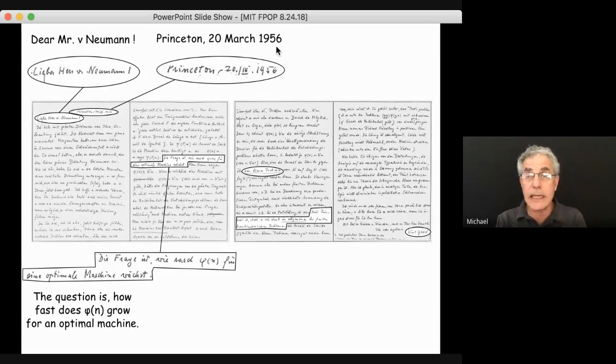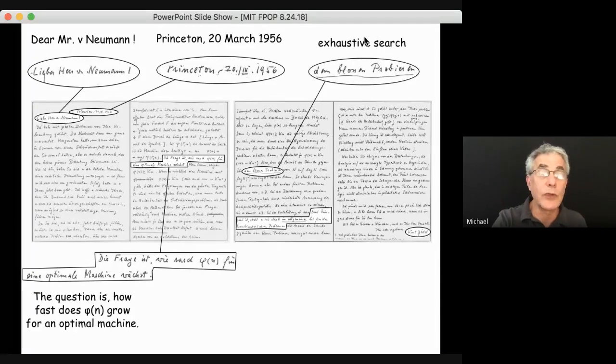But that gets you to a brute force search because the number of such proofs of a certain length, though finite, is very large. And so it would take you a vast amount of time to go through them. And Gödel is asking, how long would it take a computer to go through all proofs of length n? For an optimal machine, how long would that take? And then he goes on to talk about doing exhaustive search or not.